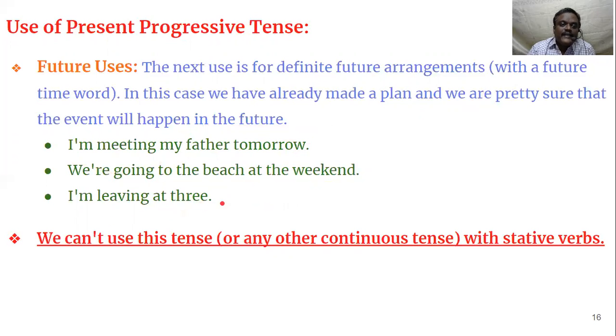I'm leaving at 3. I'm leaving the house, maybe I'm leaving the college at 3 o'clock. So there is a slight difference: scheduled actions are used in simple present tense, whereas future plans are used in present progressive tense. You are very sure that you are going to do that. In that case, we use present continuous tense.